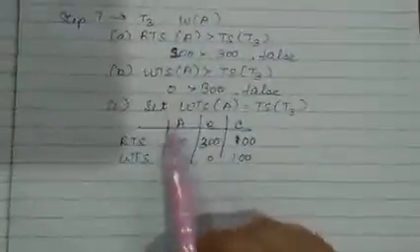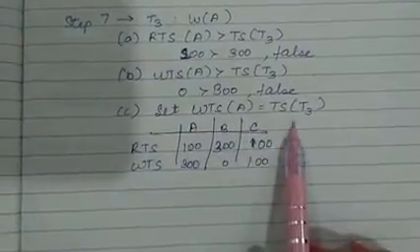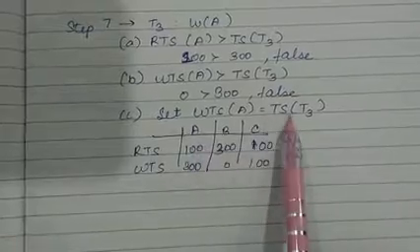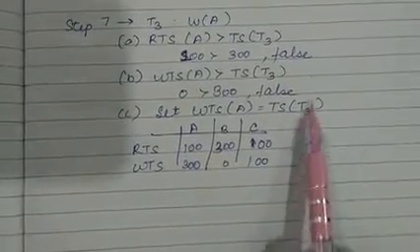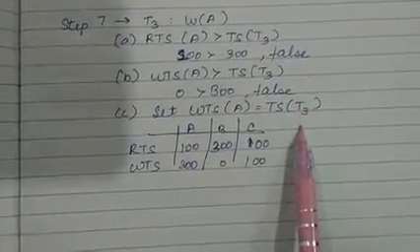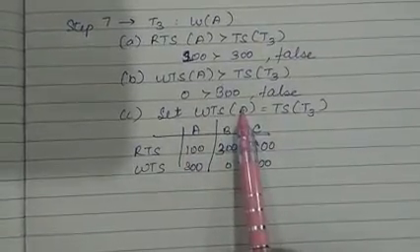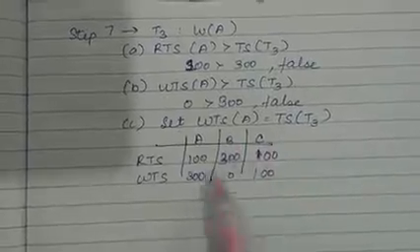So I'm going to set WTS A equal to TS T3. This WTS A will get the value of TS T3. What was the value of this? It has a value of 300. So I've simply replaced this WTS A from 0 to 300.